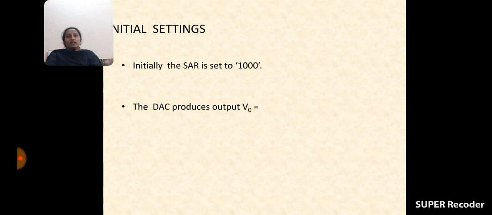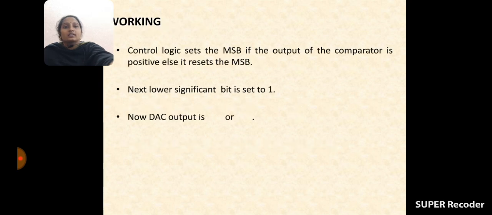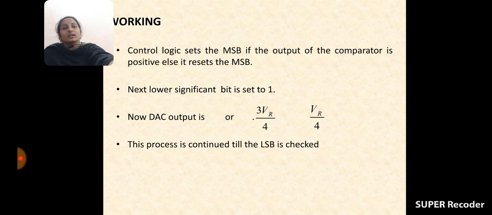When the DAC produces the output voltage, V0 is equal to VR by 2. After applying the analog voltage as input to the comparator, the control logic sets the MSB if the output of the comparator is positive, else it will reset the MSB. Already I told this. Then the next lower significant bit is set to 1. So now the DAC output is either 3VR by 4 or VR by 4. This process is continued until the LSB is checked.